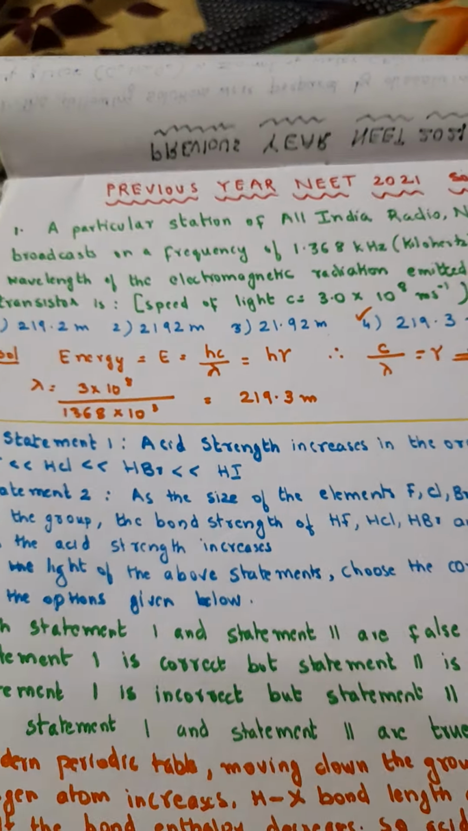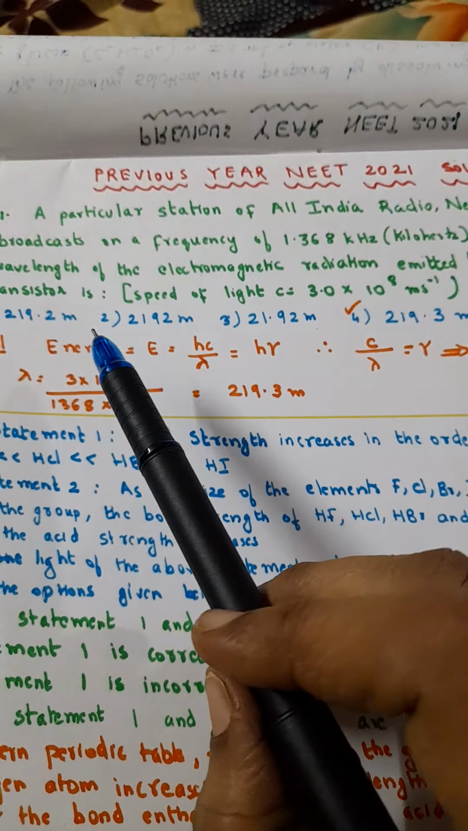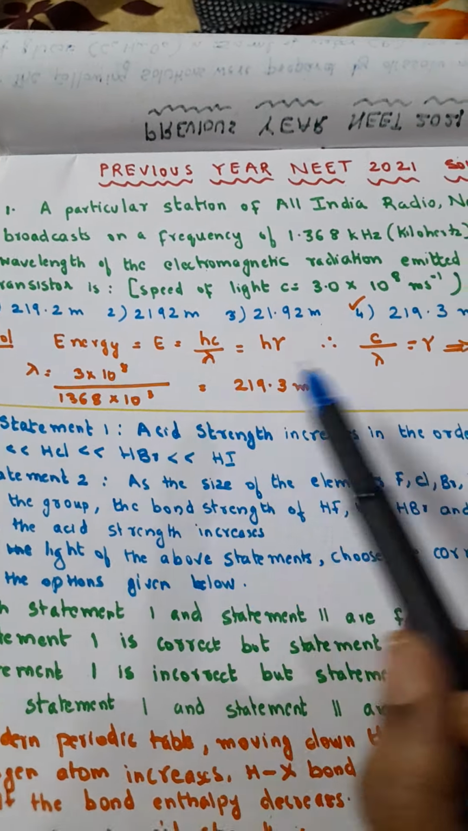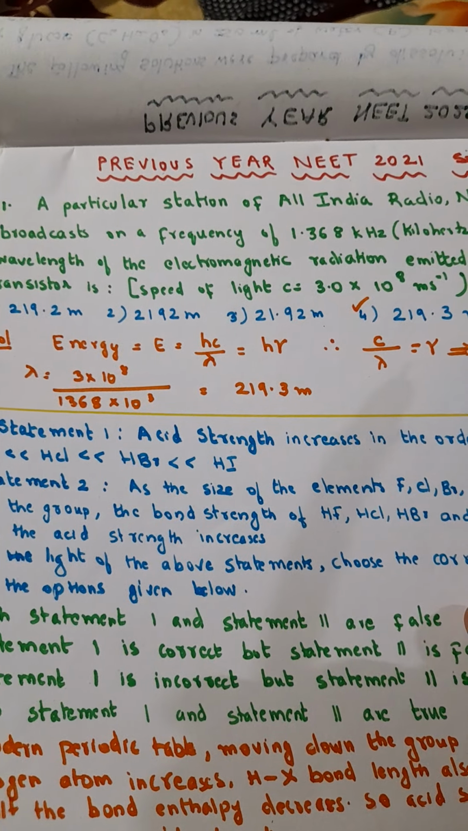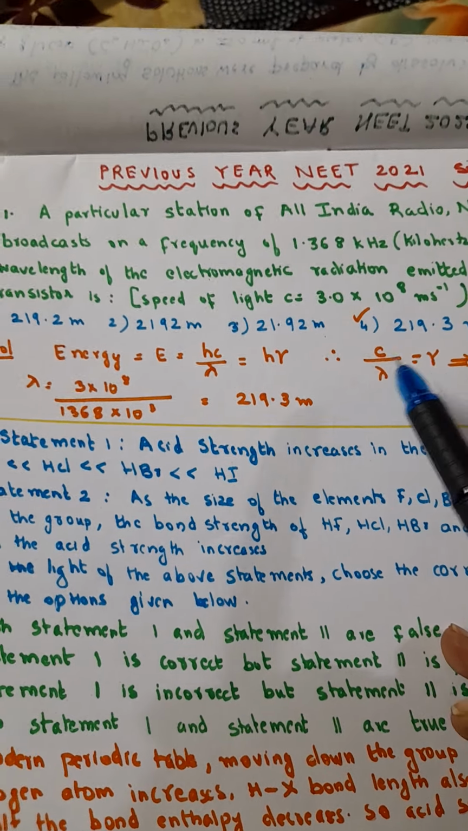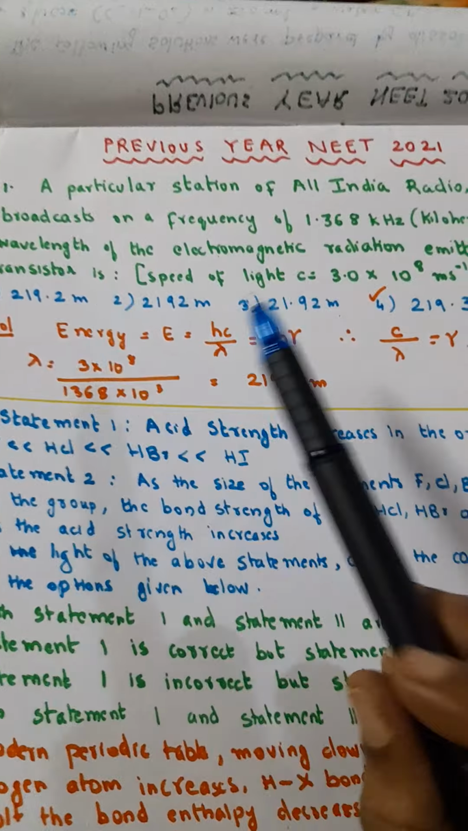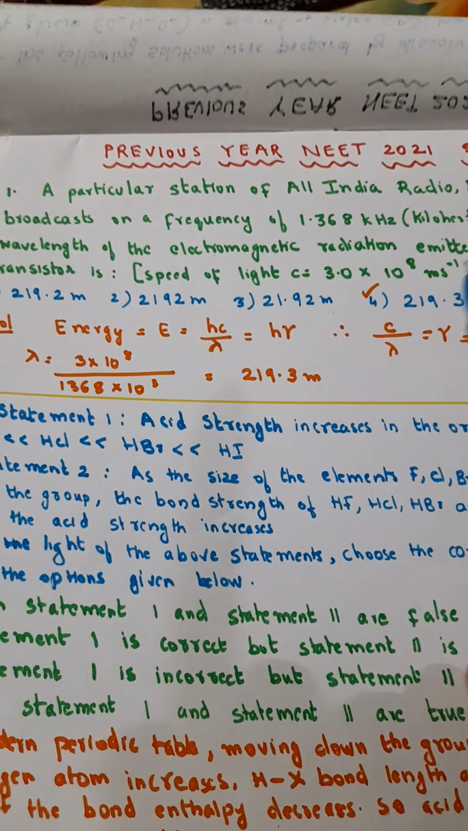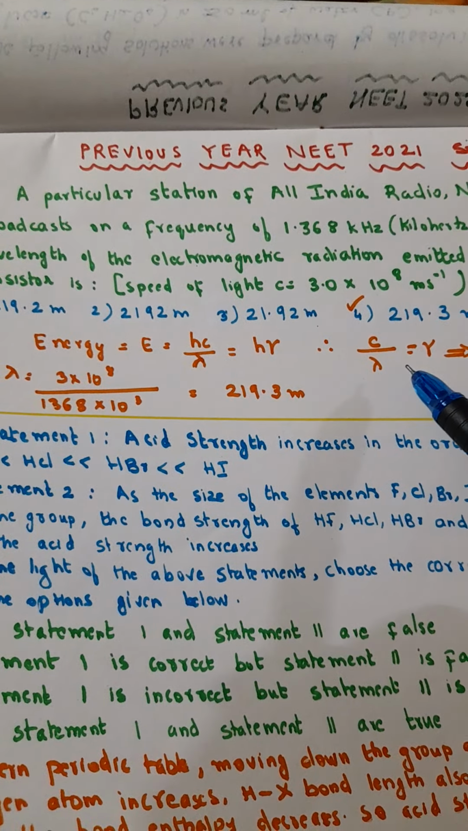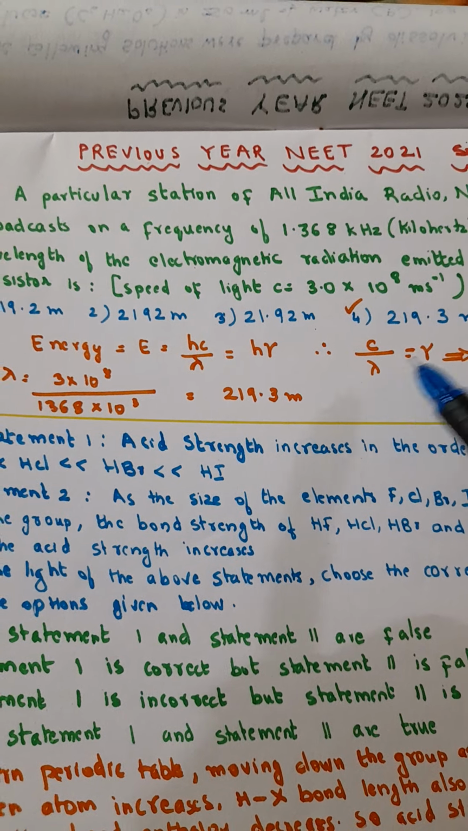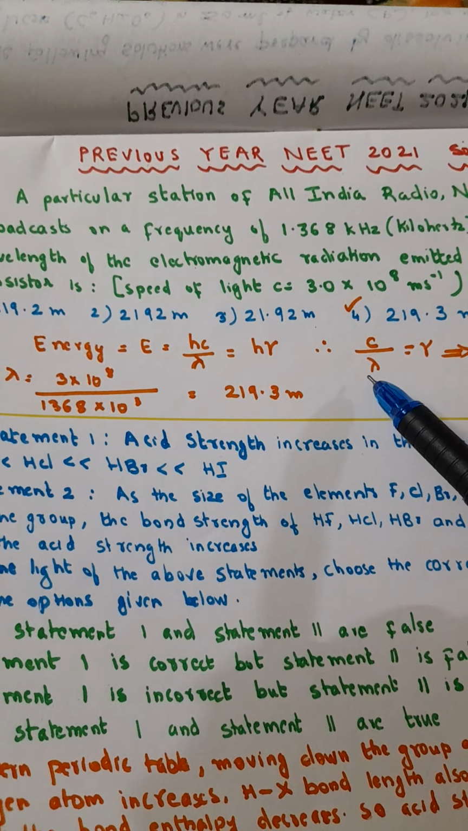219.3 meter. See, the answers are very close to each other, option 1 and option 4, because they are giving such questions so that by just decimal point difference you will get the answers wrong. So you have to be very careful while working out the decimal part of such questions.